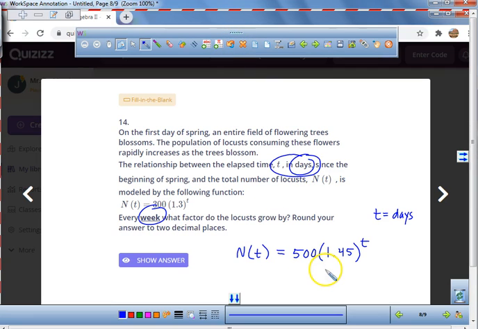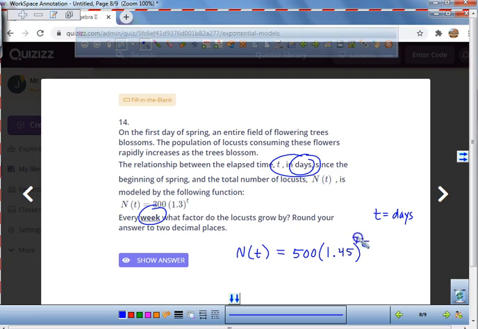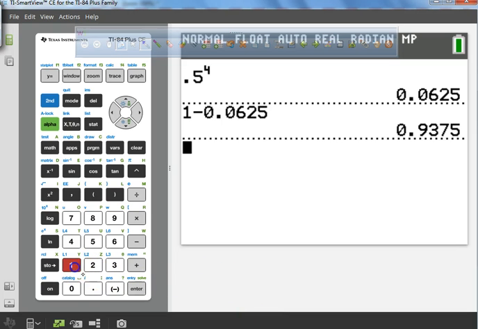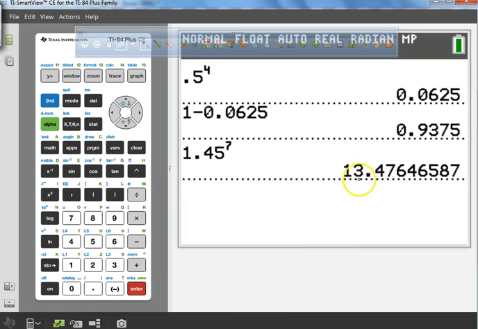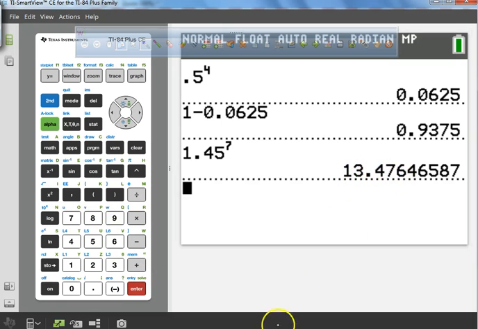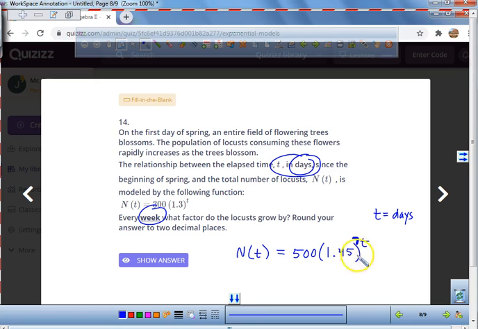To weeks. So all I got to do to make it go from days to weeks is put a 7 right there. Now in the calculator, what I'd have to do is 1.45 raised to the power of 7 and press enter. And I got 13.476.